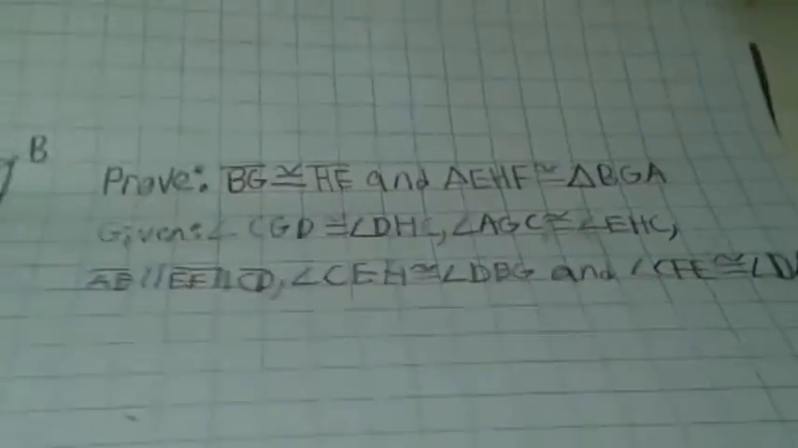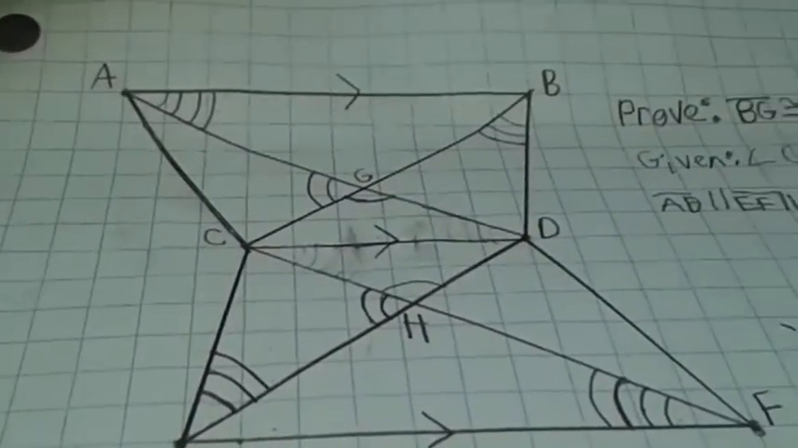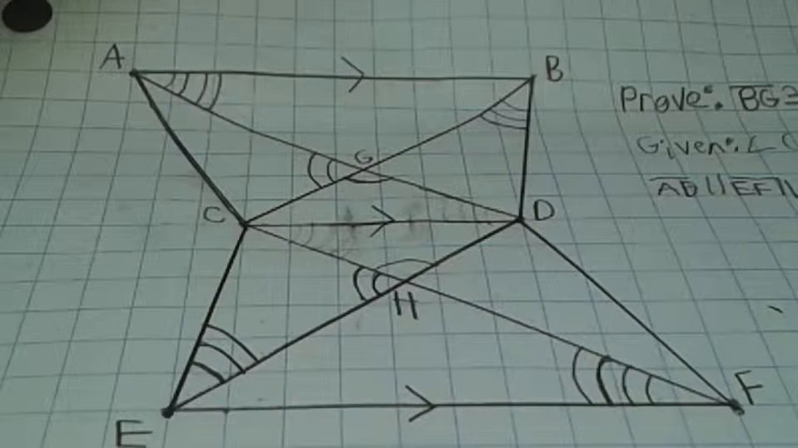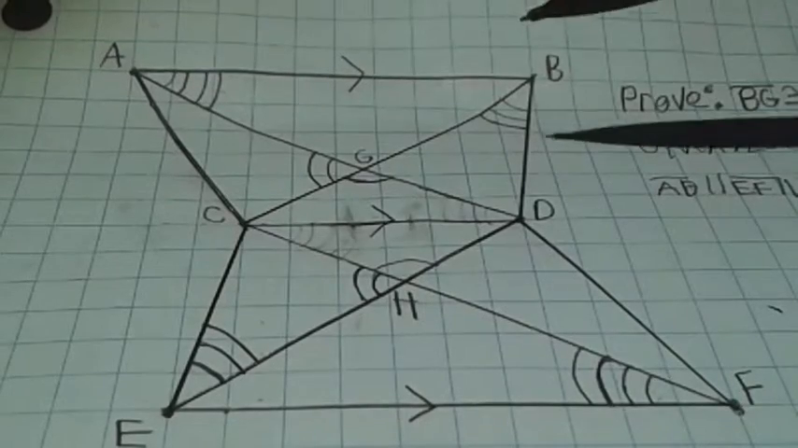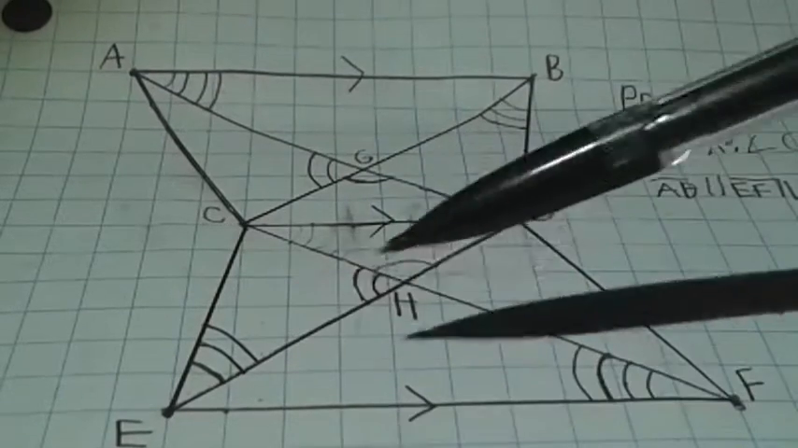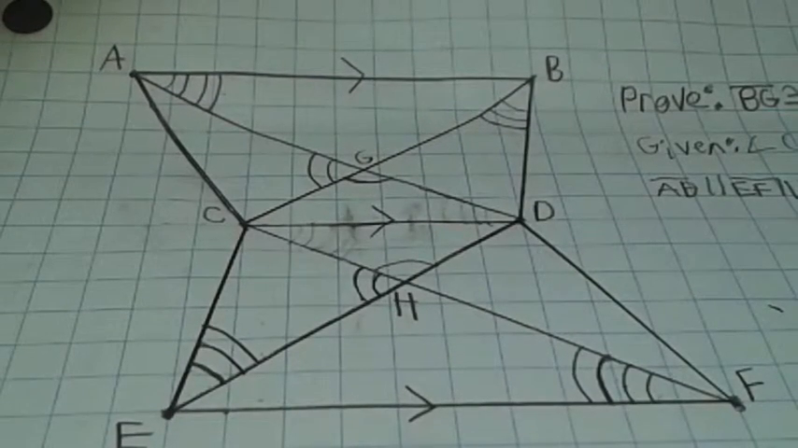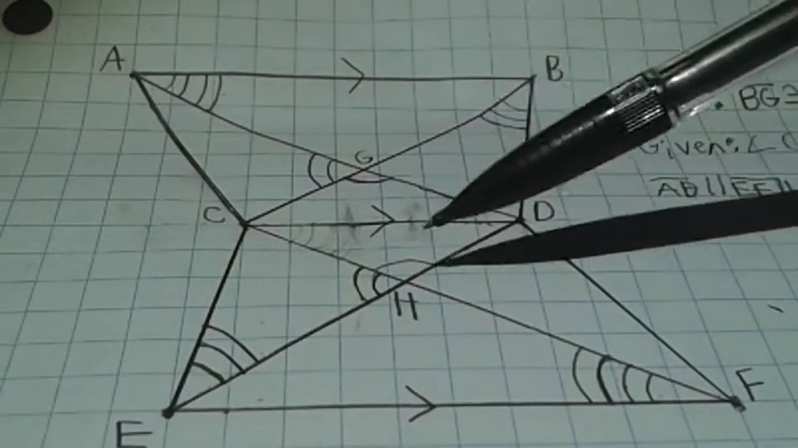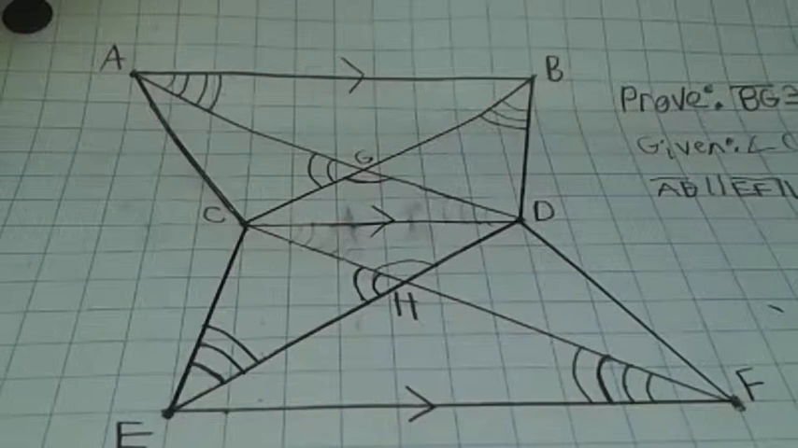Alright, now that we have that out of the way, I will point out where each of these givens are on the diagram. I have already marked them, and you may pause the video at this point if you would like to see them and figure them out for yourself. I'm going to point them out right now, though. So, our first one, going a little bit out of order, is that AGC, which is right here, is congruent to EHC. Next, we have CGD, this angle, is congruent to this angle here, CHD.